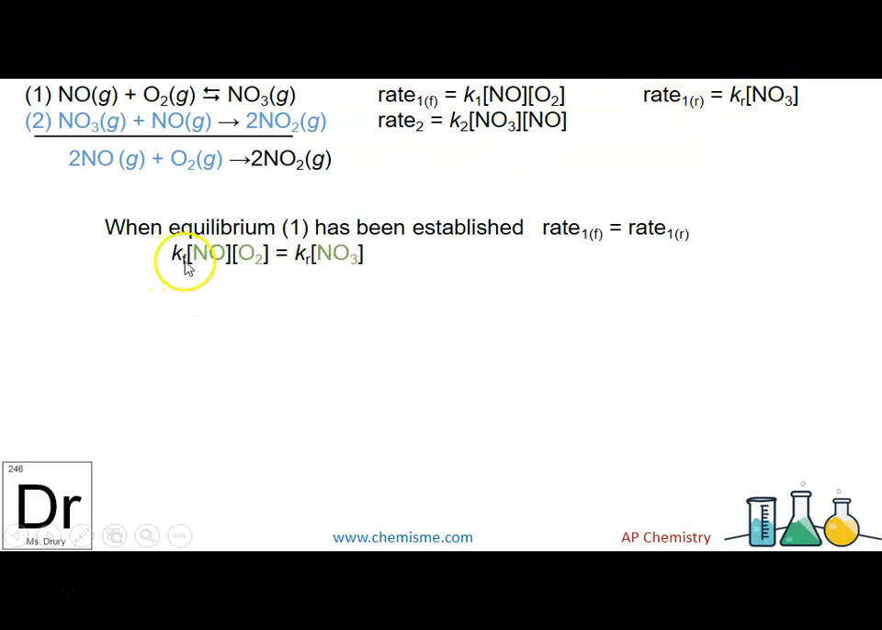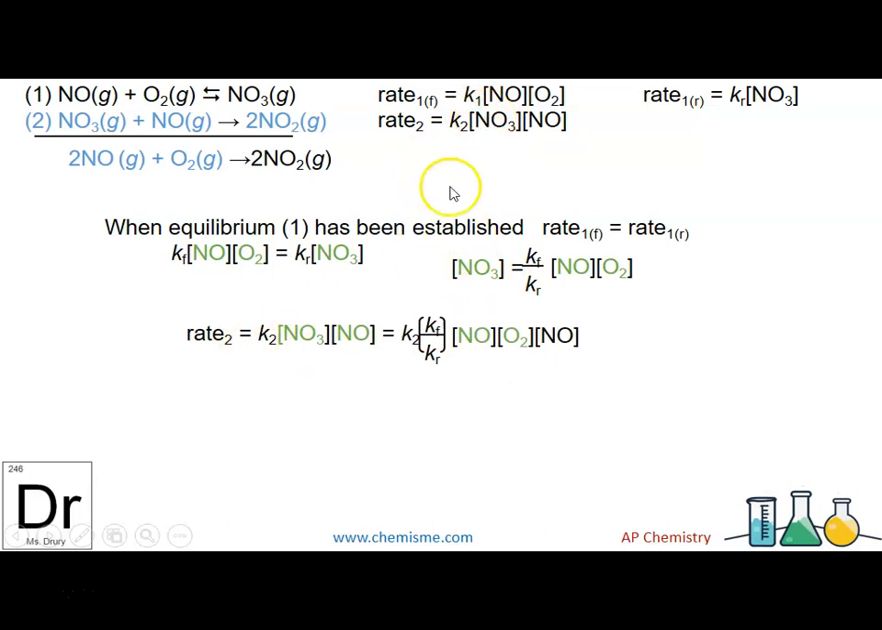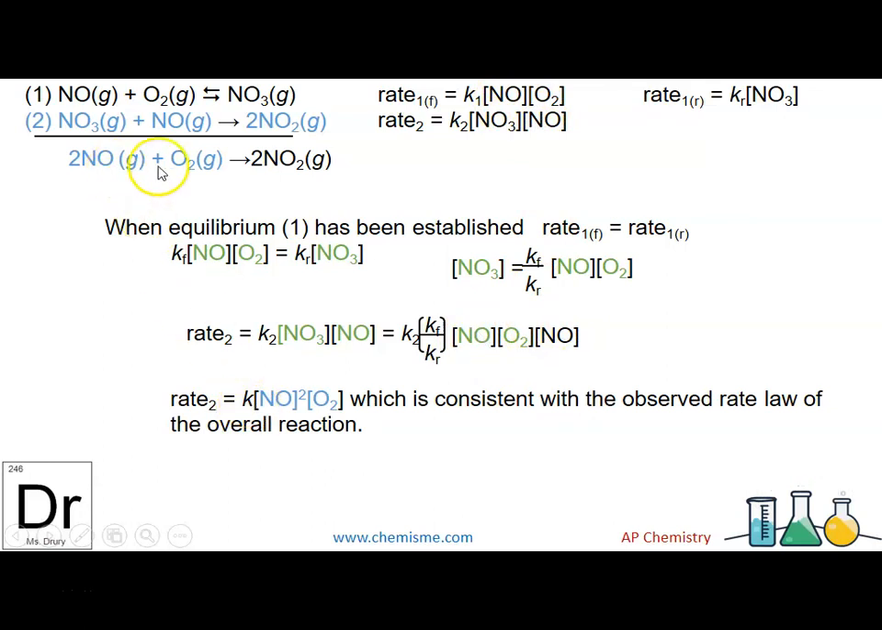So I can rewrite it as K forward NO times O2 is equal to K reverse NO3. They're equal to each other. And I can rearrange that and solve for NO3. So I just divided by KR. NO3 is now alone. What that means is now I can substitute NO3 in for this rate 2. So if I take rate 2, which used to be NO3 times NO, and I substitute all this in for NO3, I get K2 KF over KR, which is a whole new K, times NO times O2, which was substituted in, times NO that was originally there. I can rewrite that as NO times NO, or NO squared. Hey, that is the rate law, right? So I'm modifying the equation.